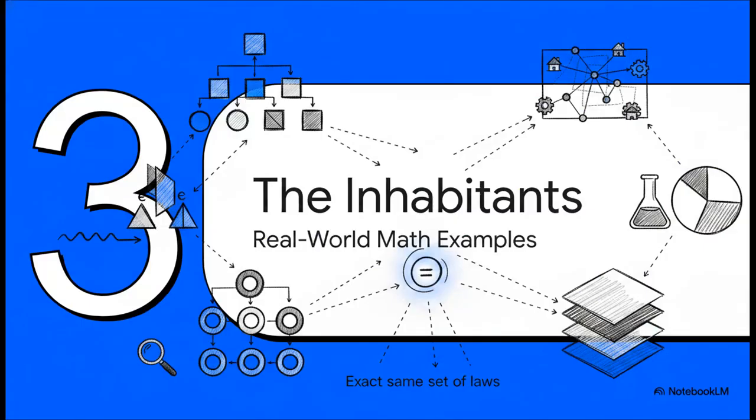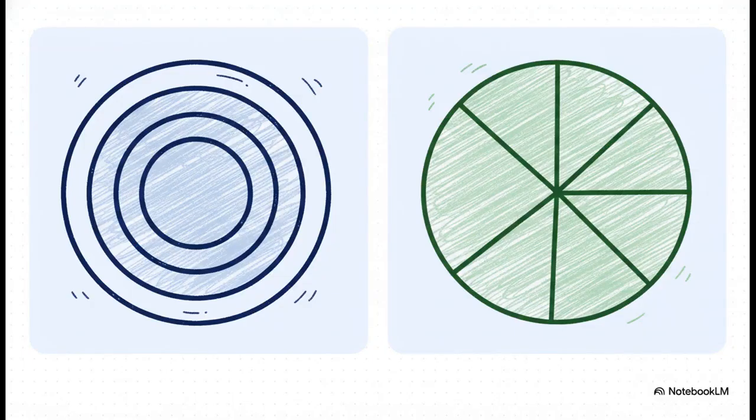Section 3. The inhabitants. Real-world math examples. We are going to prove these posets actually exist by looking at the inhabitants of completely different mathematical neighborhoods. Take a look at these 2 distinct examples. On the left side, we have the subset relation. That's all about containment, which smaller groups fit entirely inside larger ones. On the right, we have integer divisibility, which is about pure arithmetic, specifically which whole numbers divide cleanly into others.